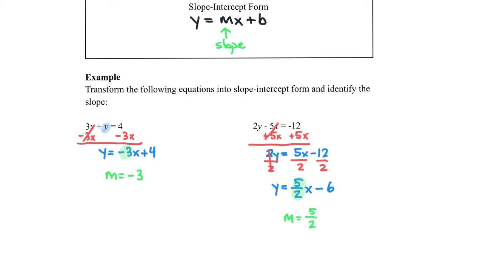So the big takeaway from this lesson is that we have this new form of a line, y equals mx plus b. Your slope is the number that's the coefficient of x, the number in front of x. And we also talked about how to solve these equations that are not in y equals mx plus b form to get them into y equals mx plus b form so that we can identify our slope. That's it.